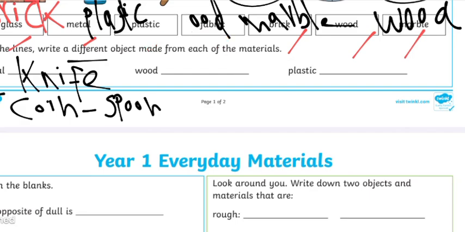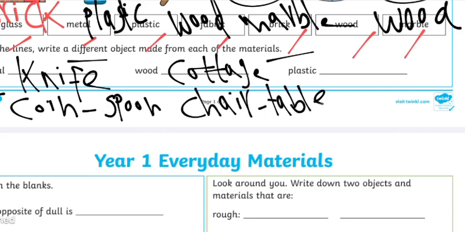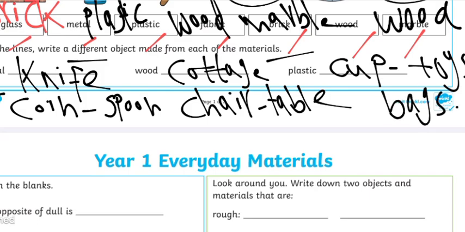Cottage. Yes, cottage. Chair, table, door. Yeah. What about plastic? Plastic cup. What else? Toys. The dice. The shopping bag or ruler, bags. Ruler, and so on.